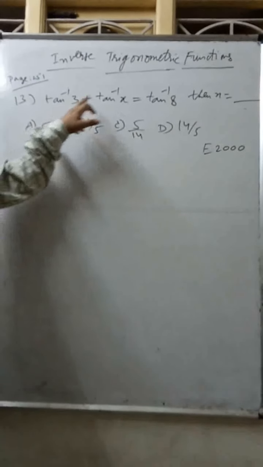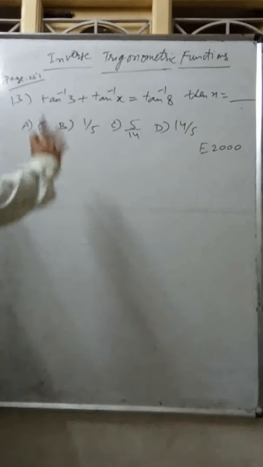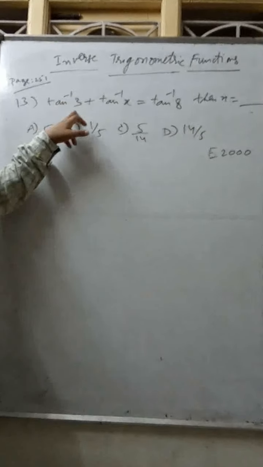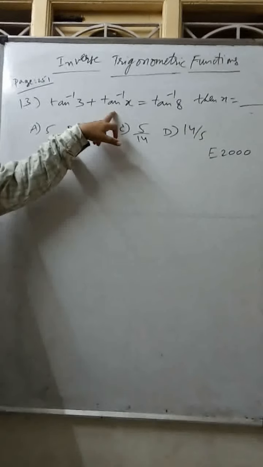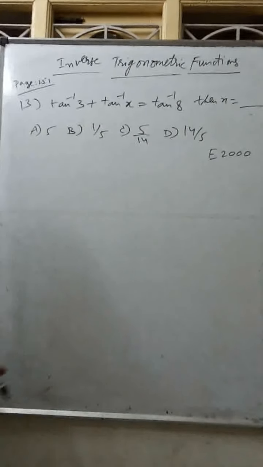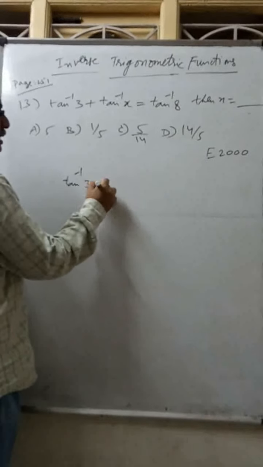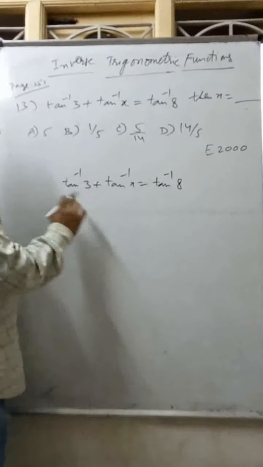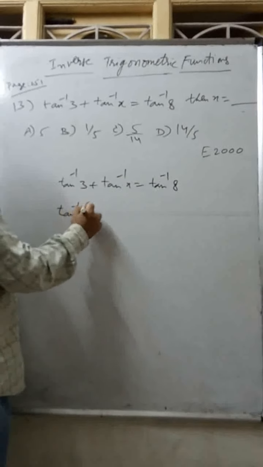Tan inverse 3 plus tan inverse x equal to tan inverse 8, then x equals what is asked. So I can use the tan inverse x plus tan inverse y formula. I gave you 3 conditions for tan inverse x plus tan inverse y, and this is most important here. If xy is less than 1, then tan inverse x plus tan inverse y equals tan inverse of x plus y by 1 minus xy. So tan inverse 3 plus tan inverse x equals tan inverse 8. I am using the tan inverse x plus tan inverse y formula, for which I gave you 3 formulas.